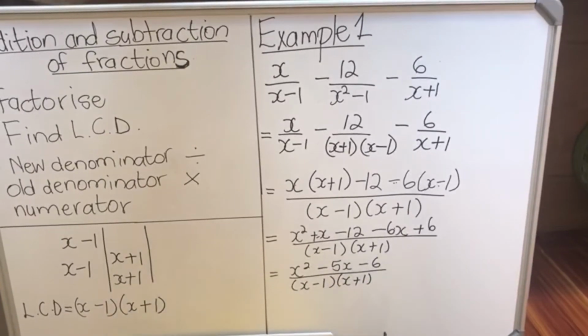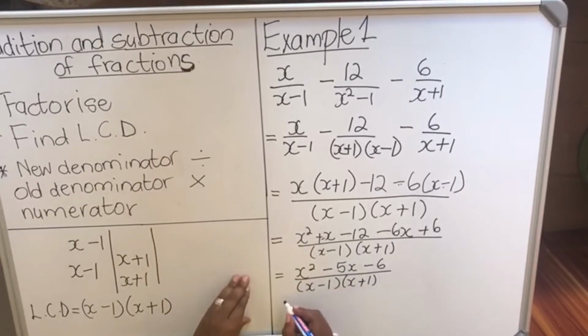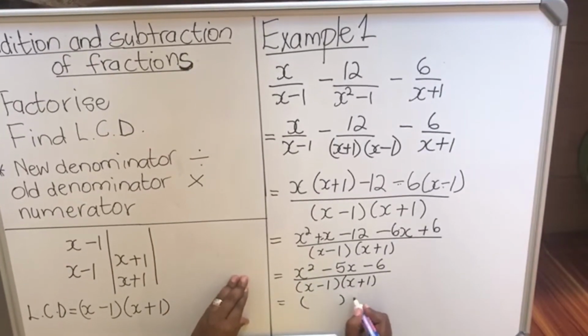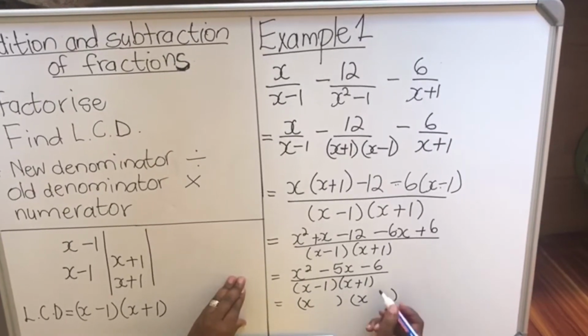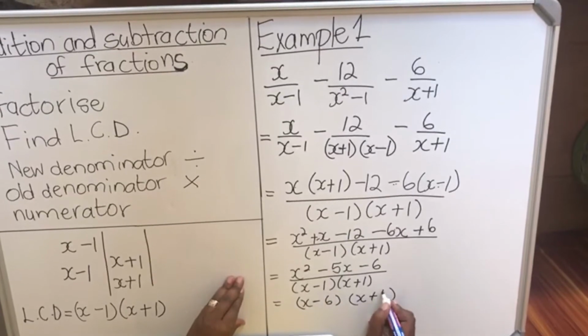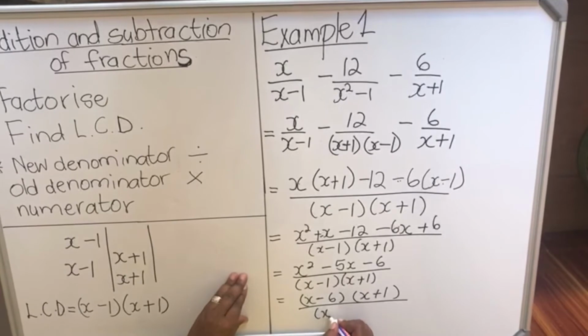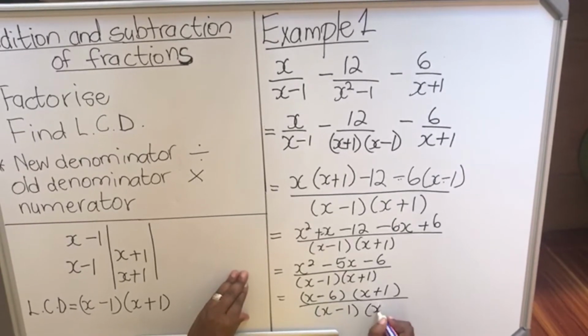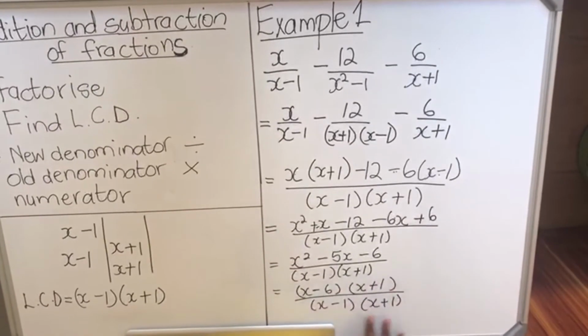Now when you look at this one, you have a trinomial. So I'm going to factorize the trinomial. Also, there's a video for that, so I don't expect you to get it wrong. And then factors of 6, minus 6, plus 1, over x minus 1, x plus 1. Now, everything is inside the bracket.